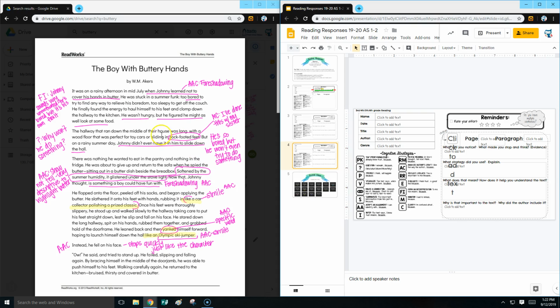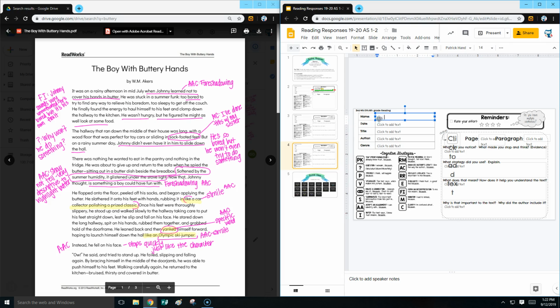So I'm going to be using The Boy with Buttery Hands by W.M. Akers. So I can put my name right here, and I can put the title, and then the author, W.M. Akers, and then for the genre, I would say this is realistic fiction, because I don't think this is a true story, but it's realistic enough that it could happen.